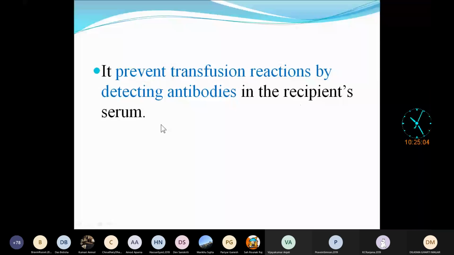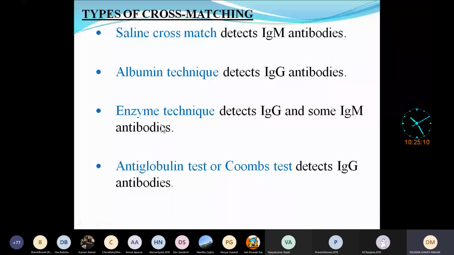Understood here? Now, there are different types of cross-matching: saline cross-matching, albumin technique, enzyme technique, and the antiglobulin test or Coombs test. Saline cross-match detects immunoglobulin M antibodies. The albumin technique detects immunoglobulin G antibodies. The enzyme technique detects both immunoglobulin G and immunoglobulin M antibodies. And the antiglobulin test or Coombs test detects immunoglobulin G antibodies.